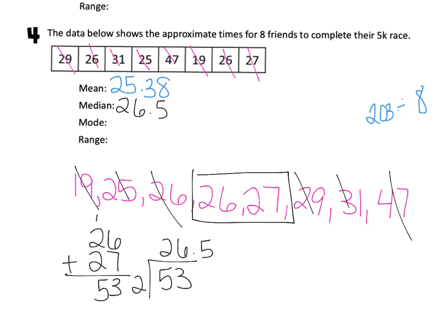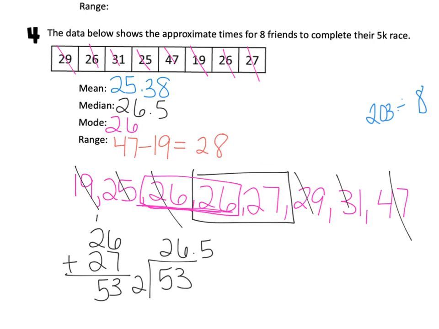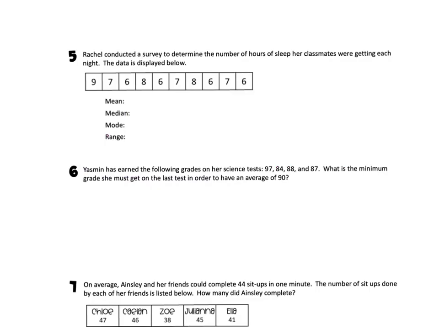My mode is the one that's there the most often. And when I look at the list, I have two 26s here, and that's the only one that's there more than once. And my range is my highest minus my lowest. So 47 minus 19 is 28. And there you go.